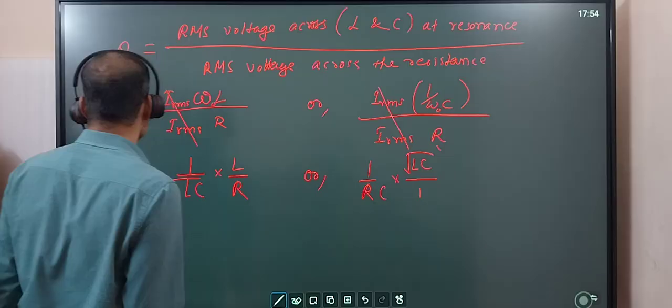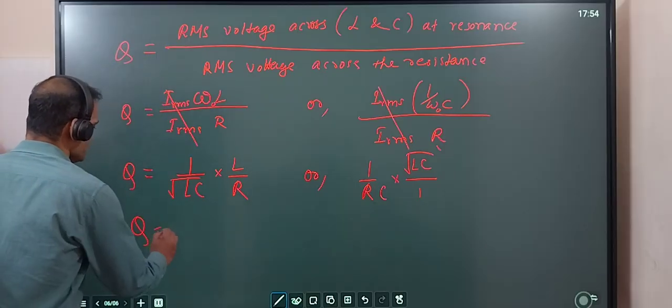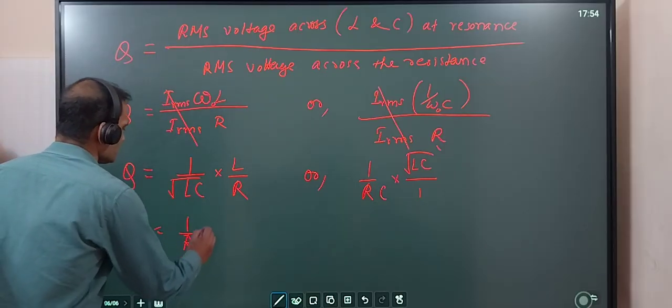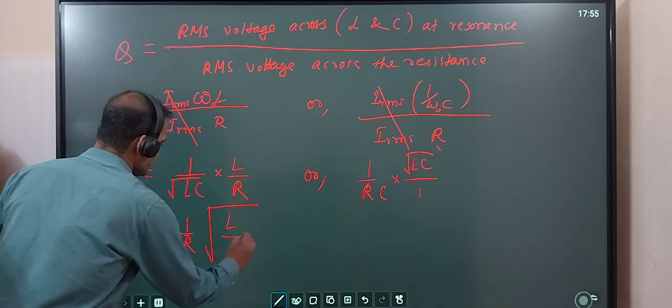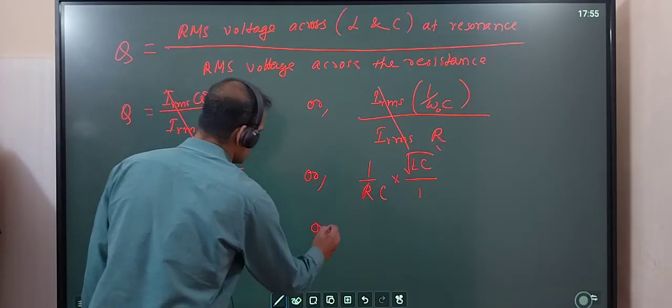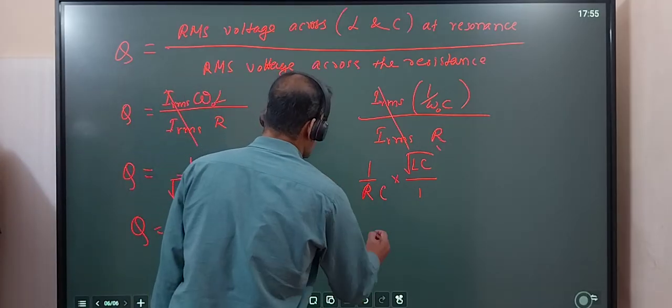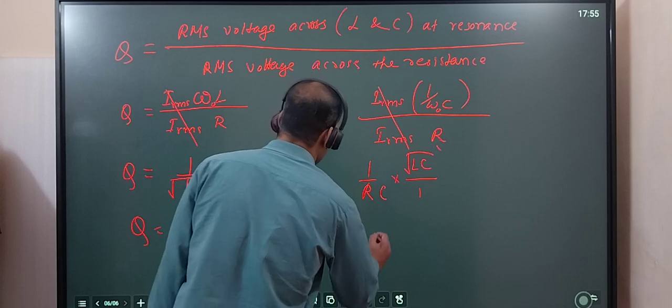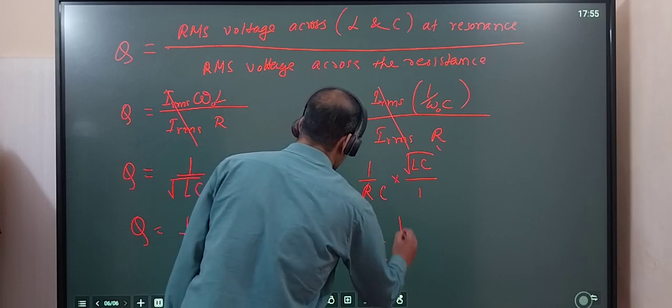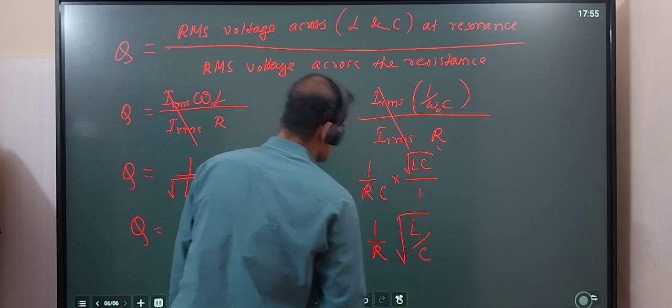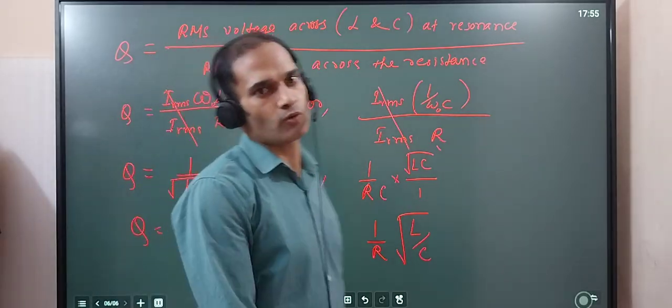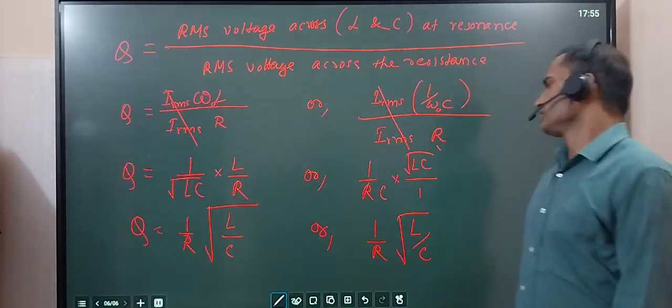Okay, so in both cases, I believe quality factor is going to be the same, right? 1 by R root L by C. So that is the meaning of quality factor.